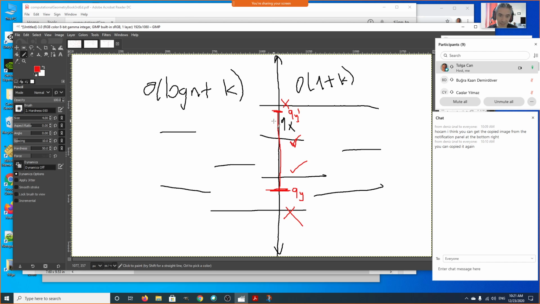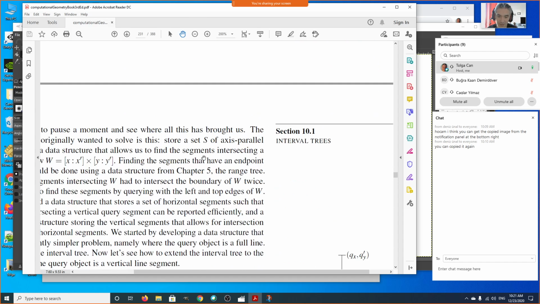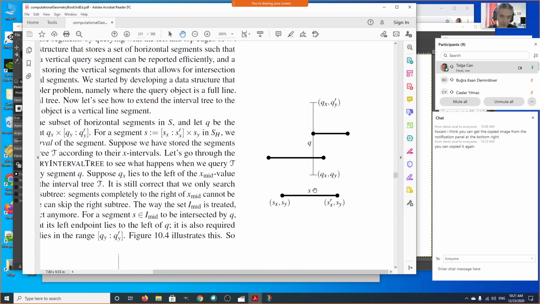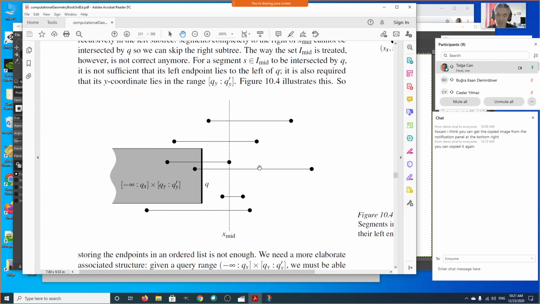Okay, and in that case, the query is going to turn into something like this. Let me show you how the query is going to look. So we don't want to report this S in the middle, and it turns into a query like this. When our query Q was an infinite line like this, we were reporting everything to the left of this. Now we want to limit it between qy and qy prime. So this sorted list from -infinity to xmid was our sorted list.